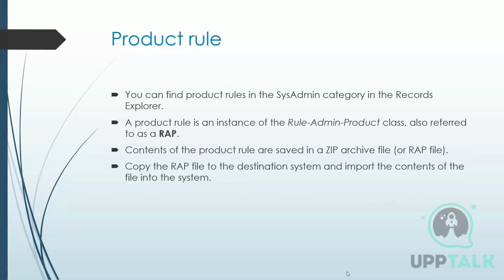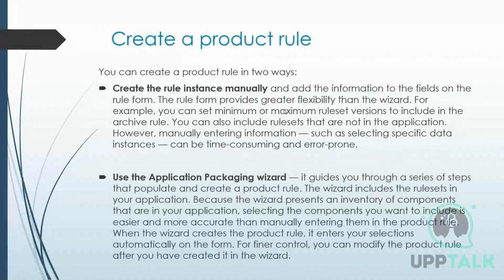Now let's see how we would be able to create this product rule. How can I create it? Because a product rule has to contain all the details of the application. Considering we are doing it for the very first time, there's no copy of my application available anywhere. So I should include all the available rules and all the access groups, operators, work queues, work groups, everything. Everything literally has to be included in my product rule.